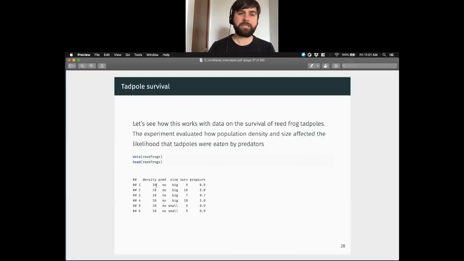Density is the number of tadpoles that started in the tank. Surv is the number that survived, and prop surv is the proportion of survivors. I guess this is whether it's a big or a small tank and whether they were exposed to predators or not. So, poor tadpoles in the name of science.